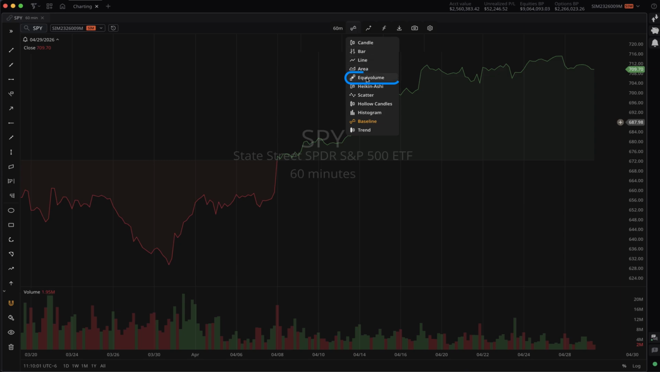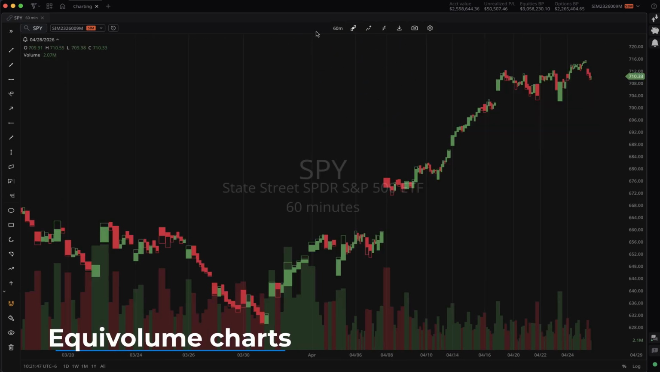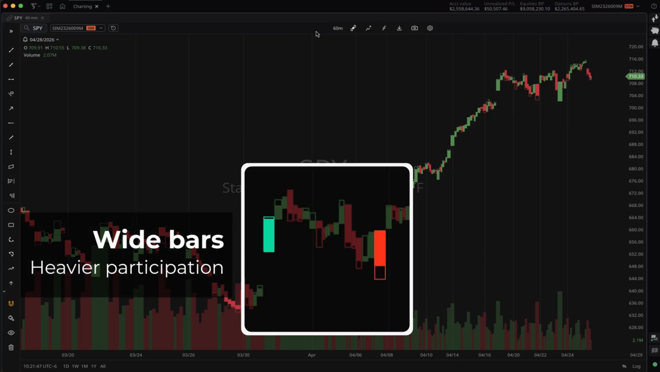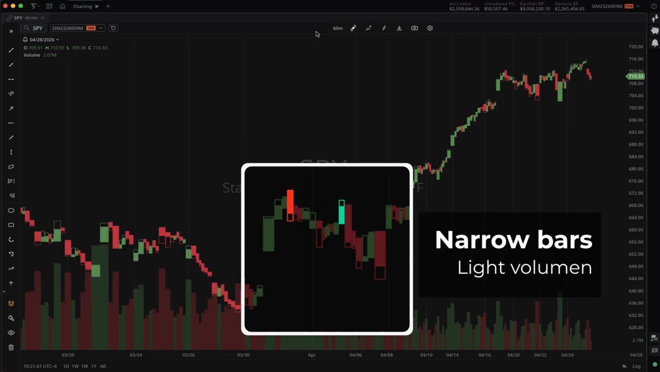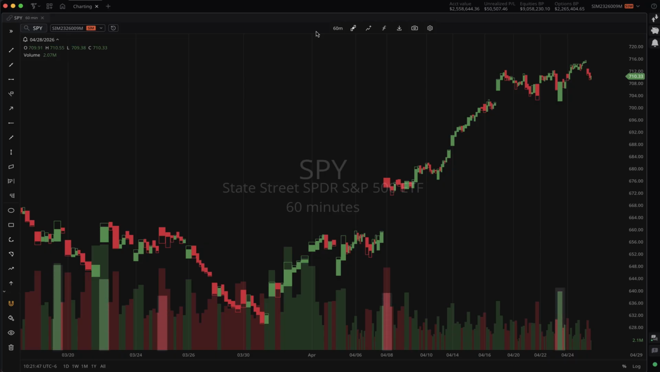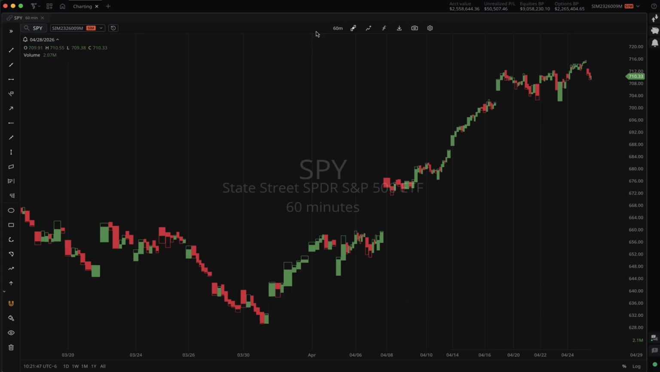Equivolume encodes volume directly into the bar. The width of each bar reflects the volume traded during that period. Wider bars mean heavier participation, narrower bars mean light volume. It lets you see price and volume together in a single view without adding a separate panel below the chart. If you're trying to spot where the real conviction was in a move, equivolume makes that visible quickly.